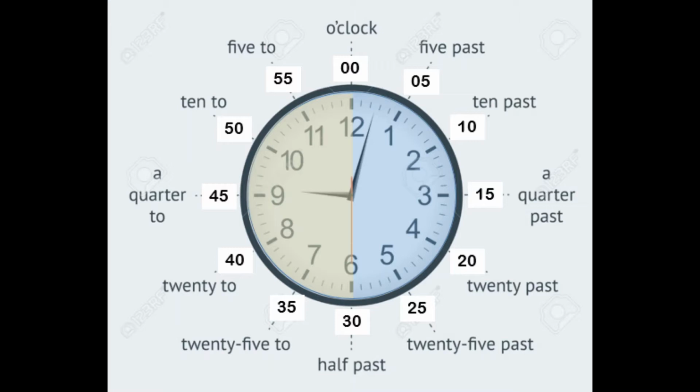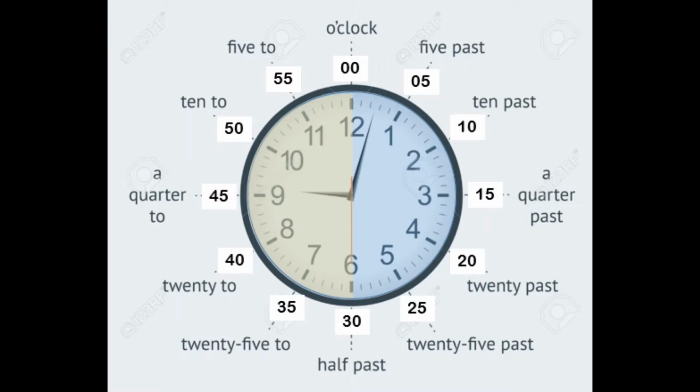Now on a digital clock it is different, and the number of minutes are written exactly as the number of minutes that have passed. So a quarter to, which is 15 minutes to the next hour, the minutes would be written as 45, but we'll come on to digital time in a minute.